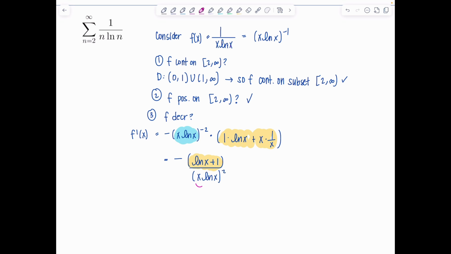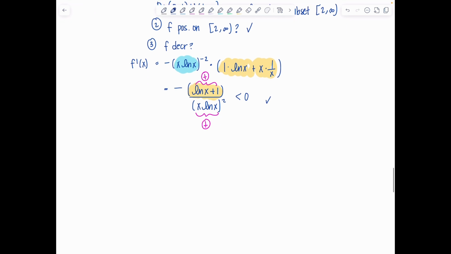So look, this is positive. Ln of x plus 1, that's positive. And then I got this big old negative out here. Woohoo! So this one's easy. Less than 0. Done. Cool, huh? Perfect. So we can go ahead and use the integral test. So then now we can consider the improper integral from 2 to infinity of 1 over x ln of x dx.